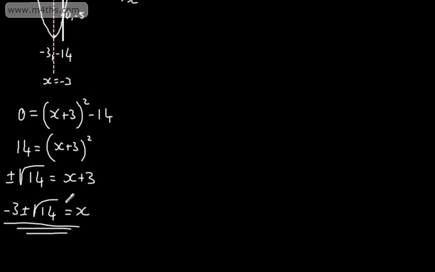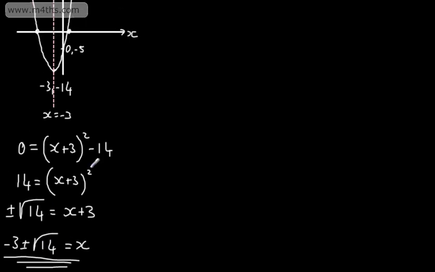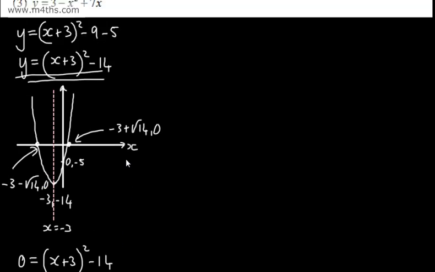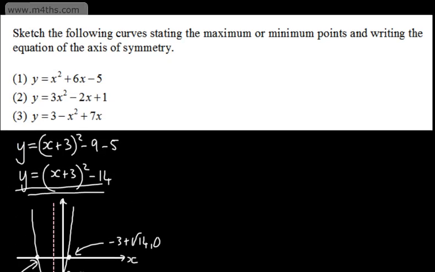So if we think the root of 16 is 4, the root of 9 is 3, so this is going to be 3 and a bit, closer to 4 than it is to 3. So I'm going to put now that this one right here is -3 plus root 14, 0, and this one right here is -3 minus root 14, 0. So that's all of the information that we would need on that particular graph.